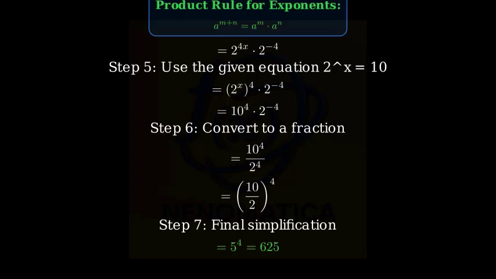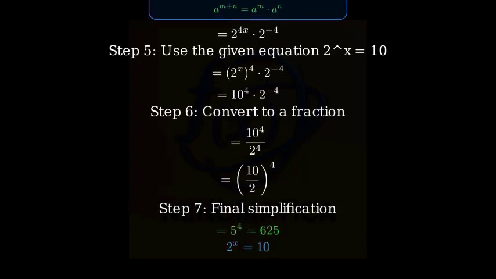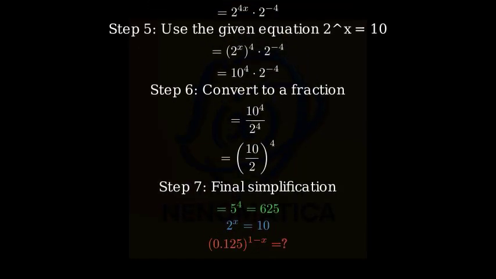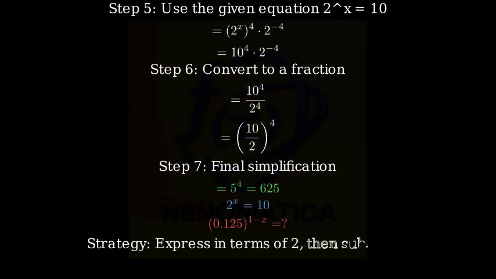Now that we've solved our first problem, let's move on to the second one. Recall that we know 2 to the power of x equals 10, and we want to find the value of 0.125 to the power of 1 minus x. We'll use a similar approach. Rewrite the expression in terms of powers of 2, then substitute what we know about 2 to the power of x. Let's solve the second problem step by step.